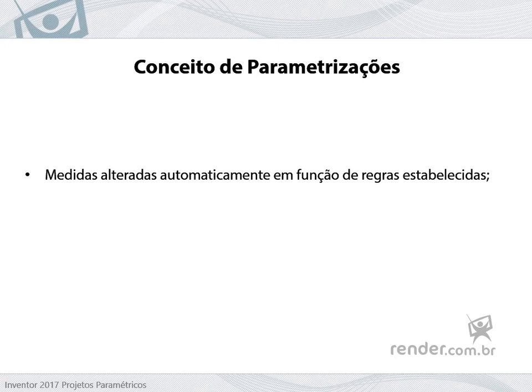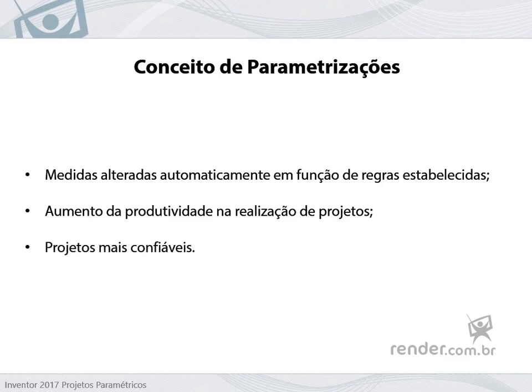In the Inventor, we can do this by creating rules, which we call parameterization. With parameterization we increase the productivity of the realization of the project, and also make it more reliable. This is because when we change a measure, other geometries tied to it will change automatically. This avoids the error of forgetting to change some measure manually, since the inventor will make the necessary changes depending on the rules entered.